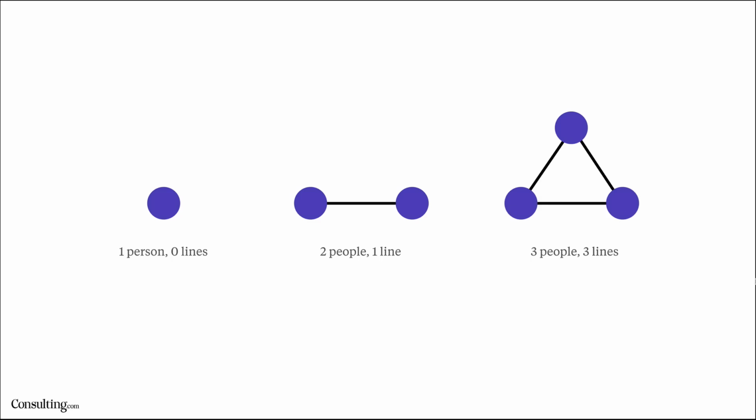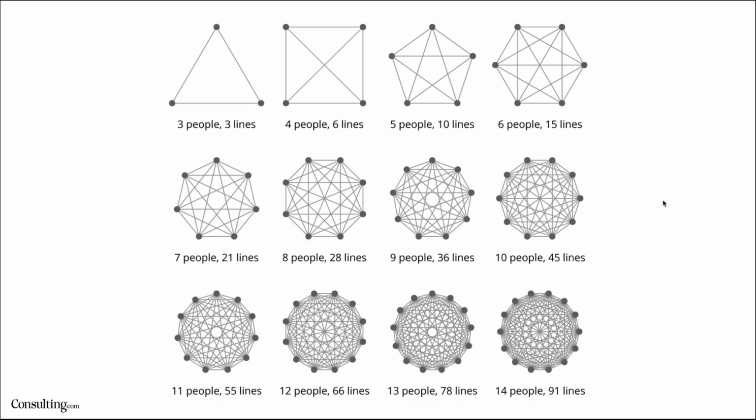But this is where it gets interesting. As soon as we add in 4 people, we get 6 lines. 5, we get 10. 6, we get 15. 7, 21. 8, 28. 9, 36. 10, 45. And by the time we get up to 14 people, there's 91 lines of communication. So this is quite interesting because when we're at 1, there's 0. 2, there's 1. 3, there's 3. Everything's kind of good up until 3, and then we start to get more lines, and it gets exponential.